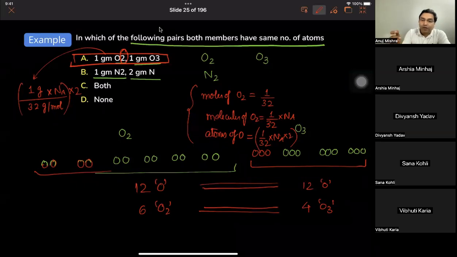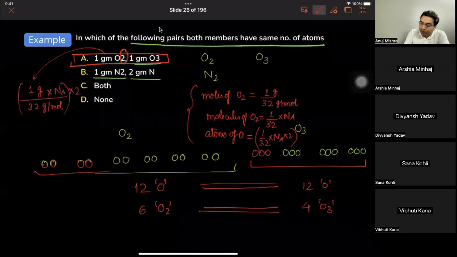Okay, so this is the same discussion. Moles of oxygen: you have 1 gram of it, and 32 gram per mole is the molecular weight. If you divide by 32 gram per mole, moles are 1 by 32. That's simple. How many molecules are there? 1 mole is a collection of any number of things, so I'll multiply by Na. Each molecule has how many oxygens? Into 2.